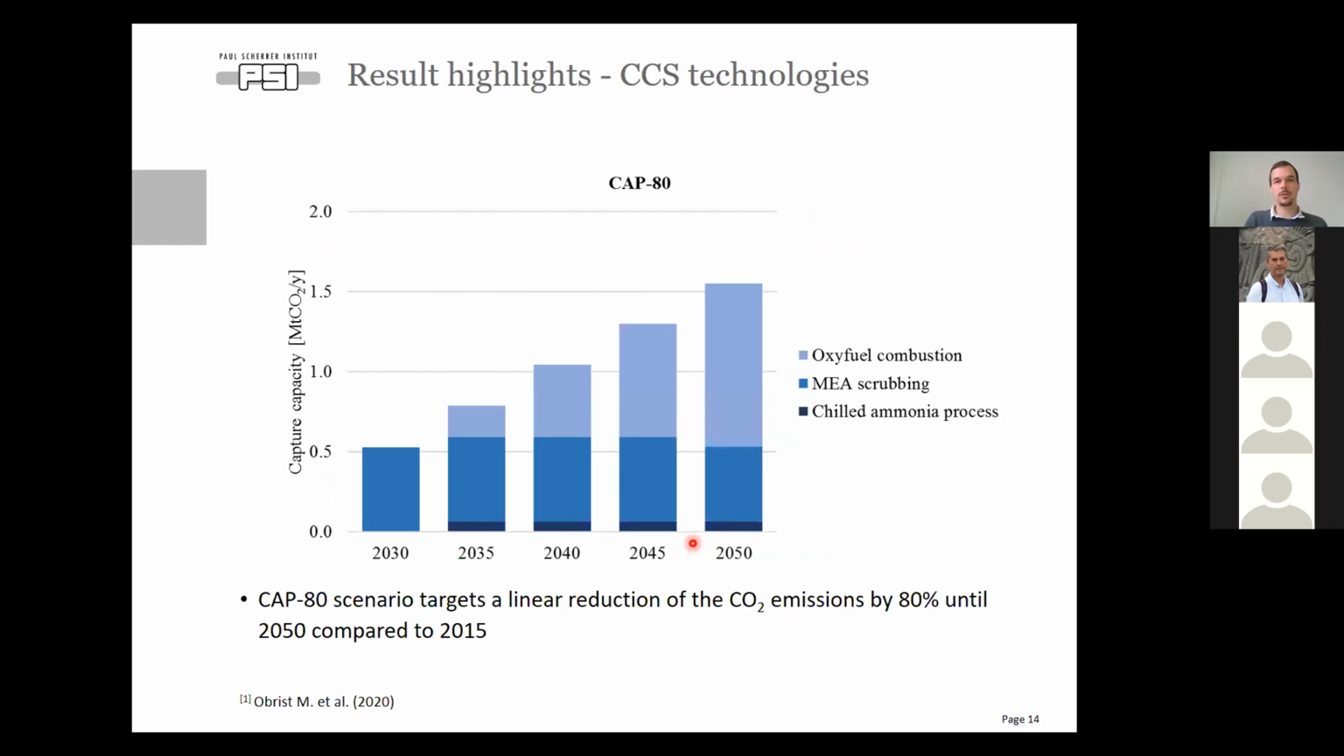And just to go through some result highlights that we could achieve with this modeling technique, I want to show you some diagrams here. This is the deployment of CCS technologies in a very stringent scenario. So now in this scenario, we target a CO2 emissions reduction by 80%. And with this modeling technique, we could show which technologies would play a role in the future, and where we should put our efforts in research.